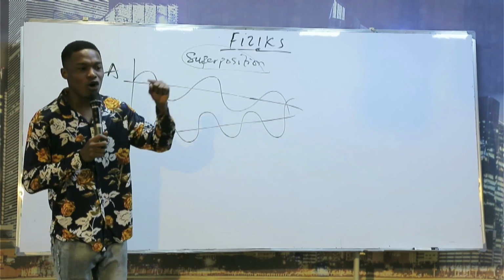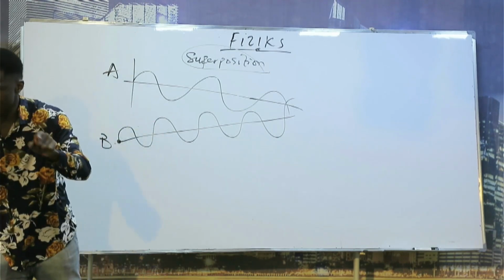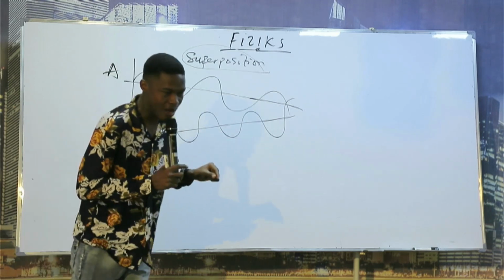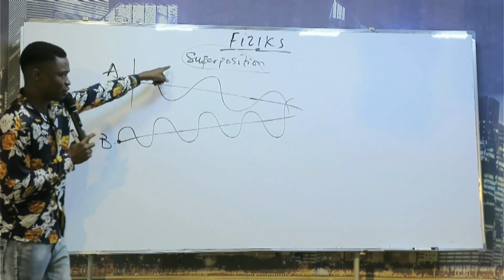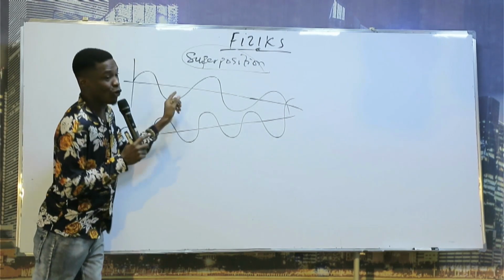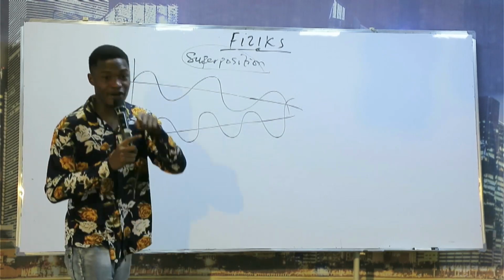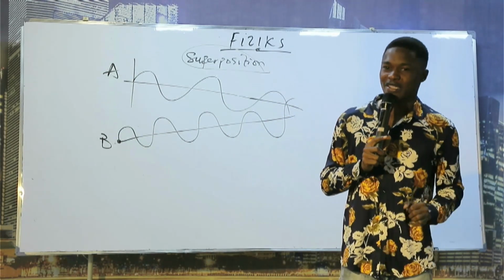And for interference to occur, a condition must be met. And what is the condition? The two waves that are superposing or colliding must have the same frequency. Must have the same frequency.